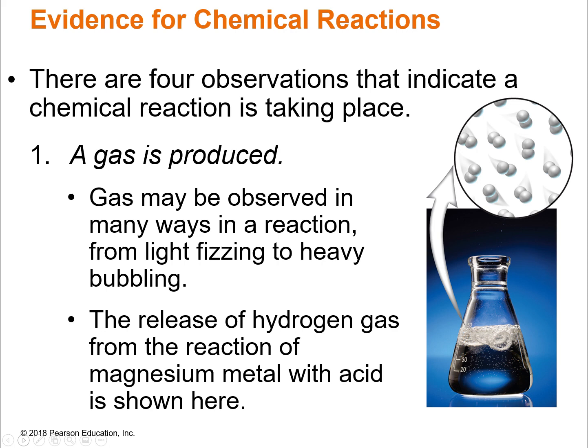So you might see a lot of fizzing and bubbling, or you might just see a little bit of fizzing and bubbling. It doesn't have to be super crazy heavy. But if you think about adding an antacid to water, it's going to fizz and bubble, and that means that a gas is being produced and released. So here, if you put magnesium metal in an acid, you're going to form hydrogen gas. And that hydrogen gas is going to be causing all the bubbling that you see in this flask.